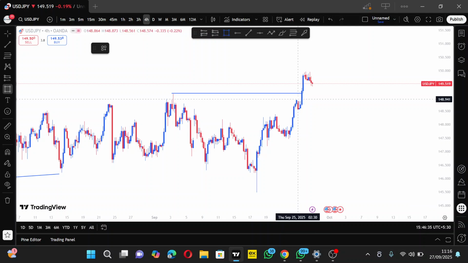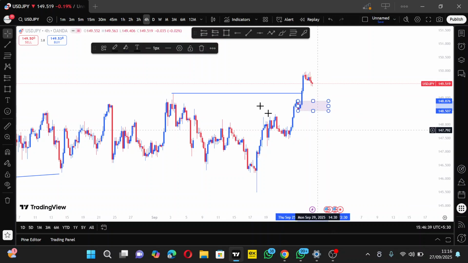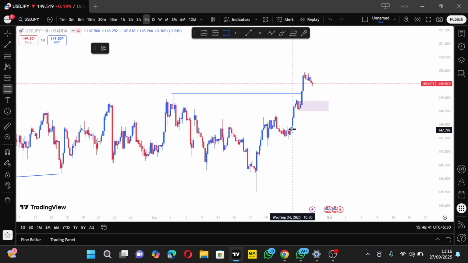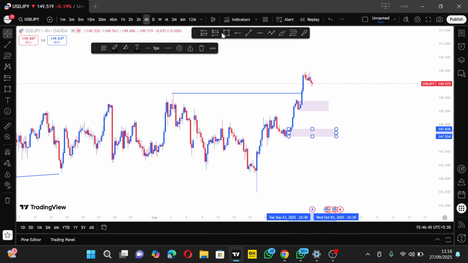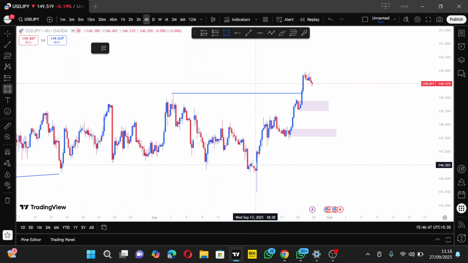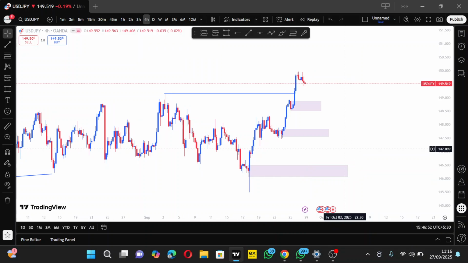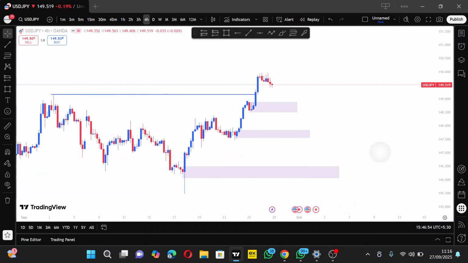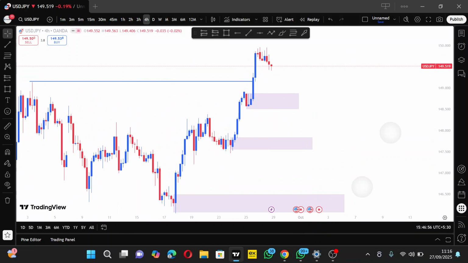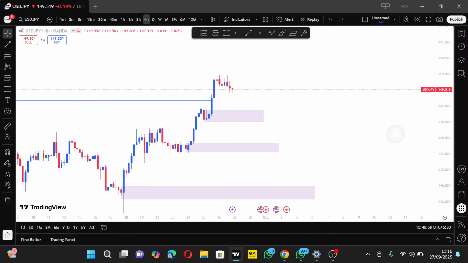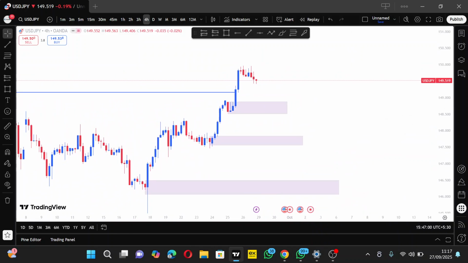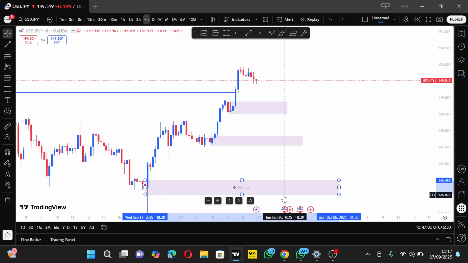Let's mark our zones. This is another block. This is another block, and this is also another block. So what we are going to be expecting is a continuation. First of all, here is the extreme OB.